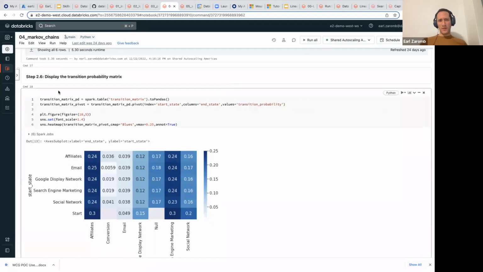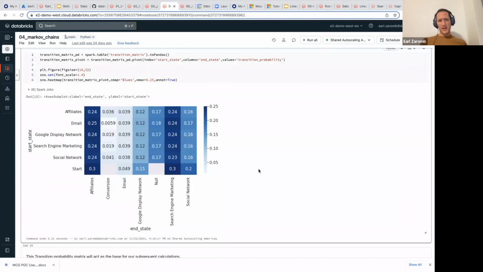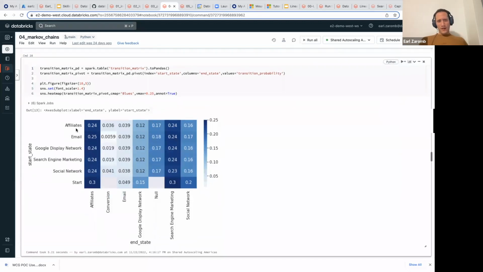And then after we've gone through this exercise, we can now construct a probability matrix. And this is what an example looks like. We can say, if you received an email, you have, say, a 25% chance of then going to an affiliate partner, or 12% to get a display ad after that, and so forth, or a 0.6% chance of converting after receiving an email. So these are all the probabilities from one state to the next.